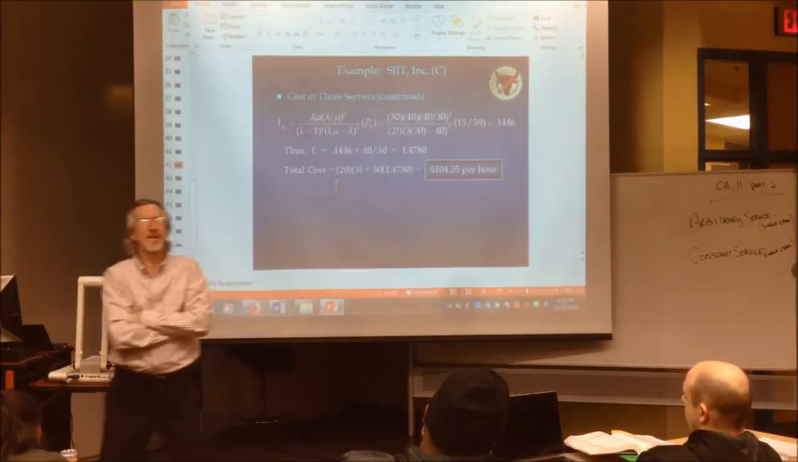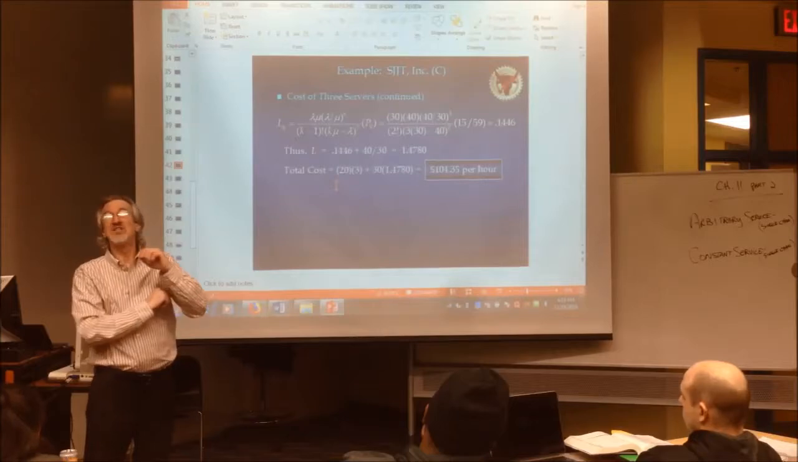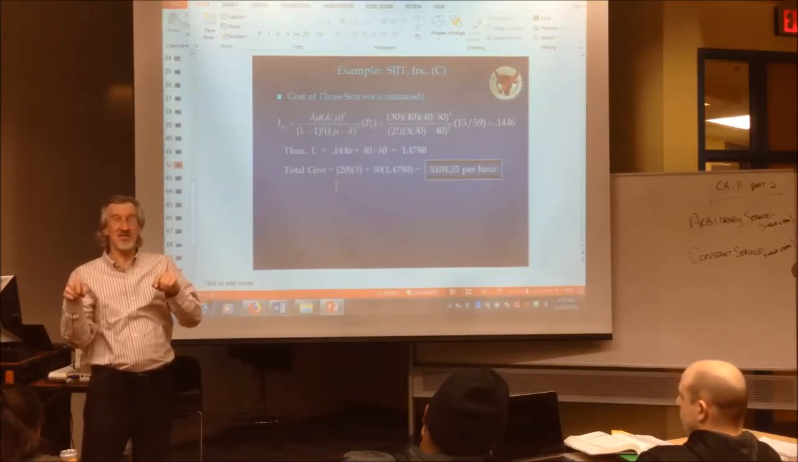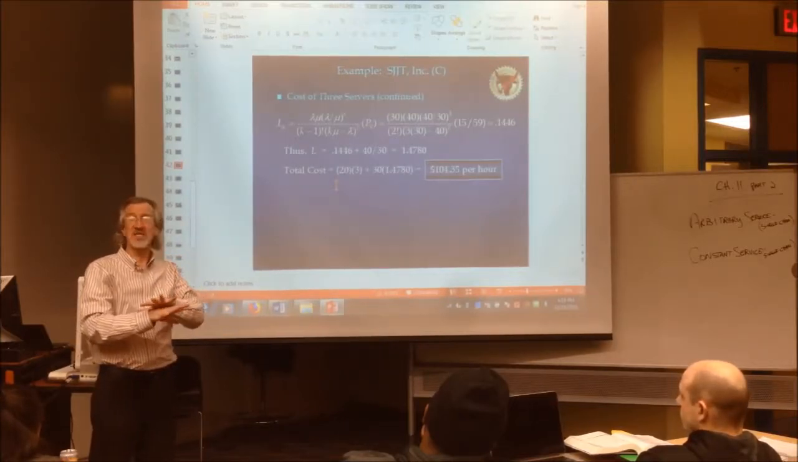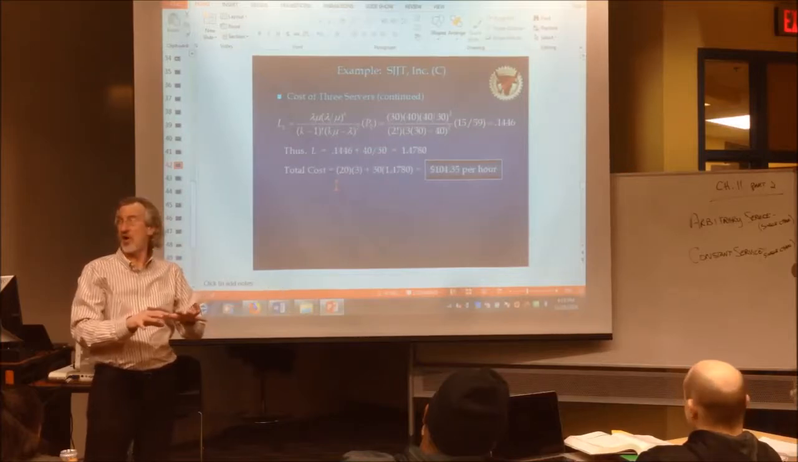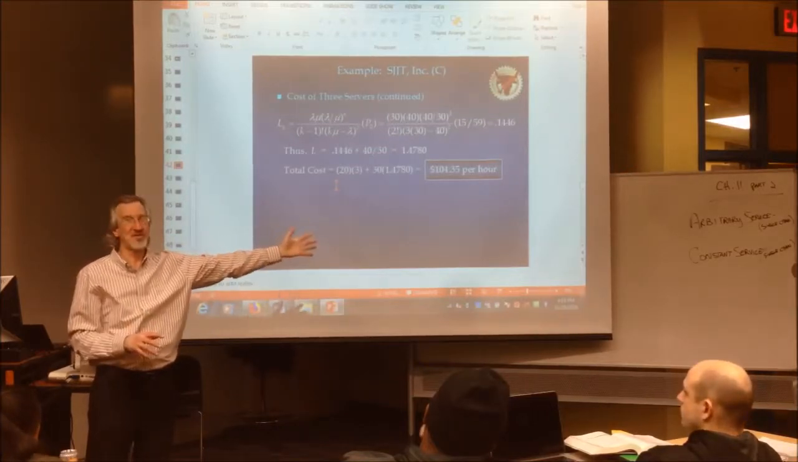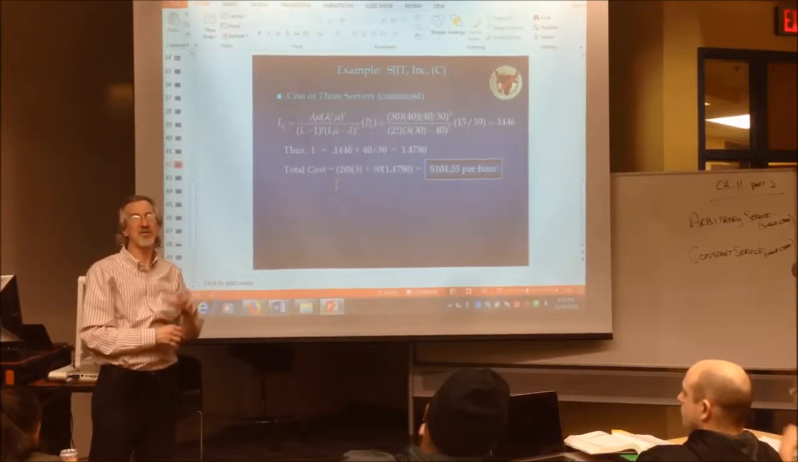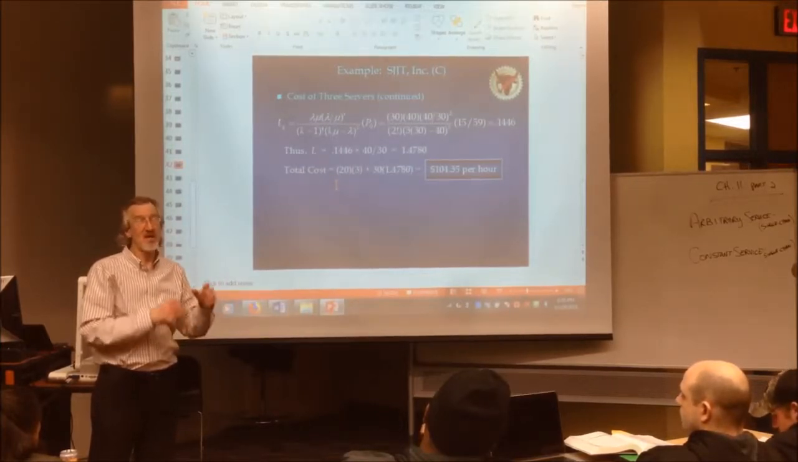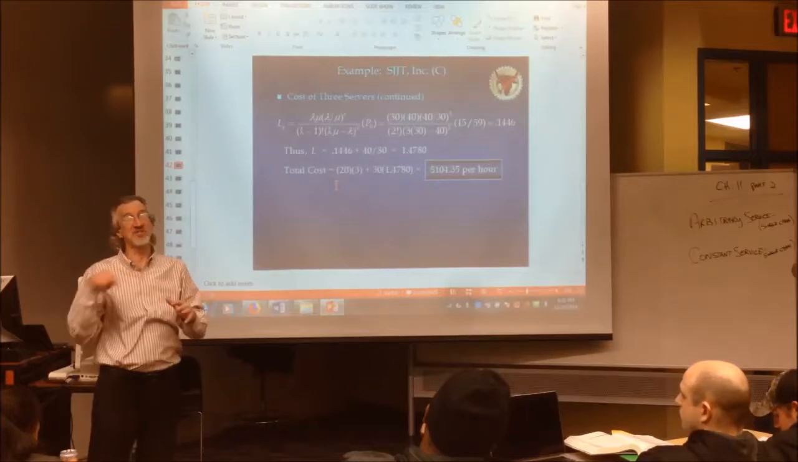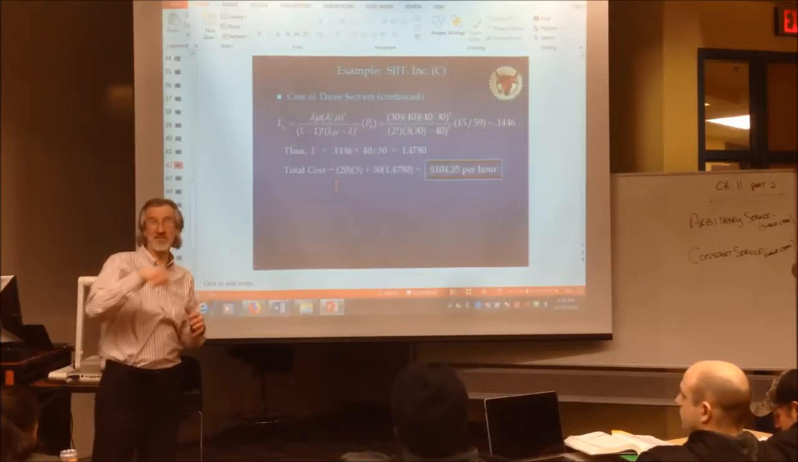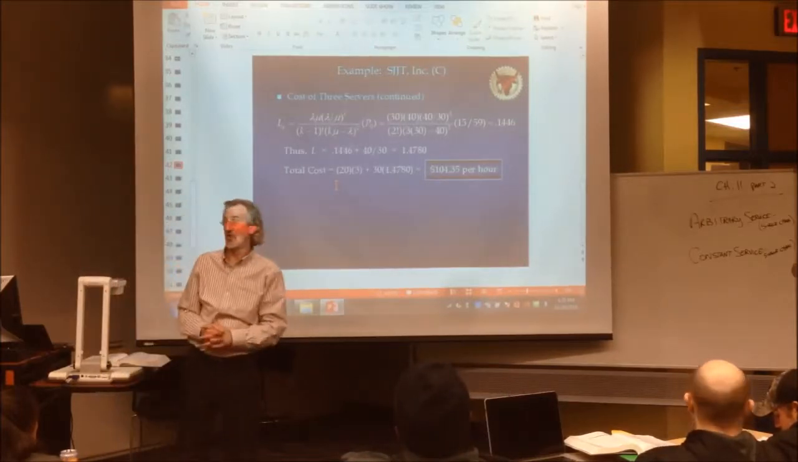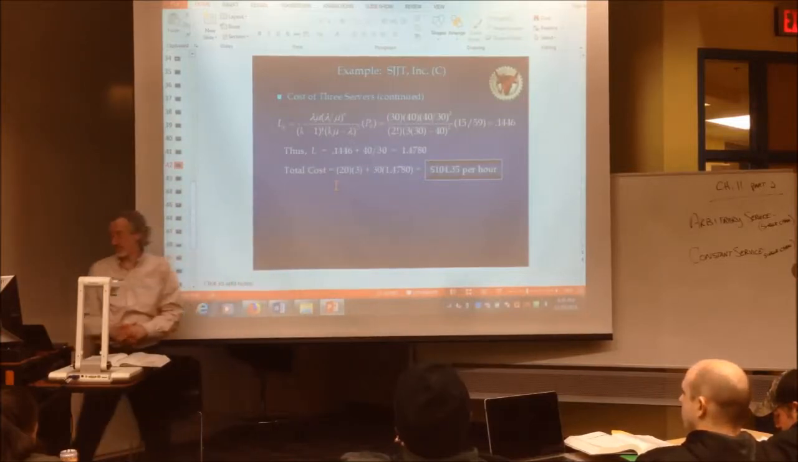Go ahead. Is the L sub Q the waiting time? It's the average number waiting. And L sub Q and L represent the exact same thing in all 4 of these, but the formulas are different. And that's why you got to make sure and use the right formula. L sub Q is always the average number waiting. L is the average number in the system. So it's the waiting plus the average number in the system.